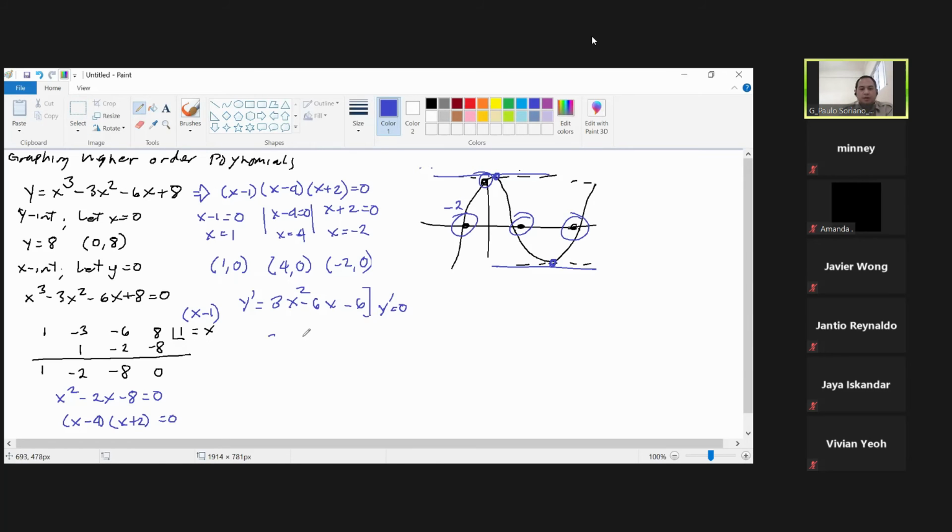So we will now have here 3x squared minus 6x minus 6 is equal to 0. Y prime is 0, so that means it will be a turning point. Okay, we are looking for stationary points.